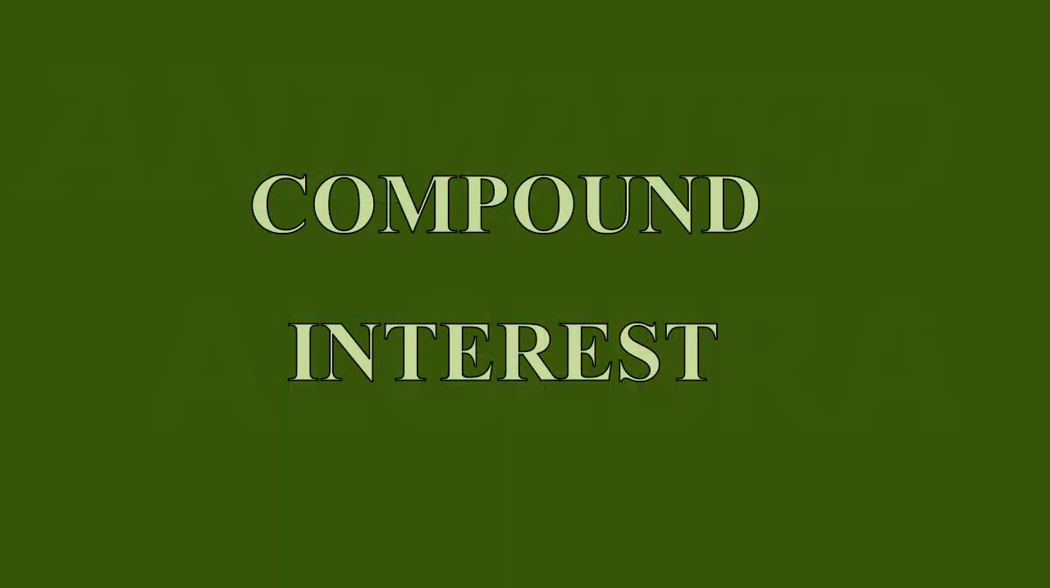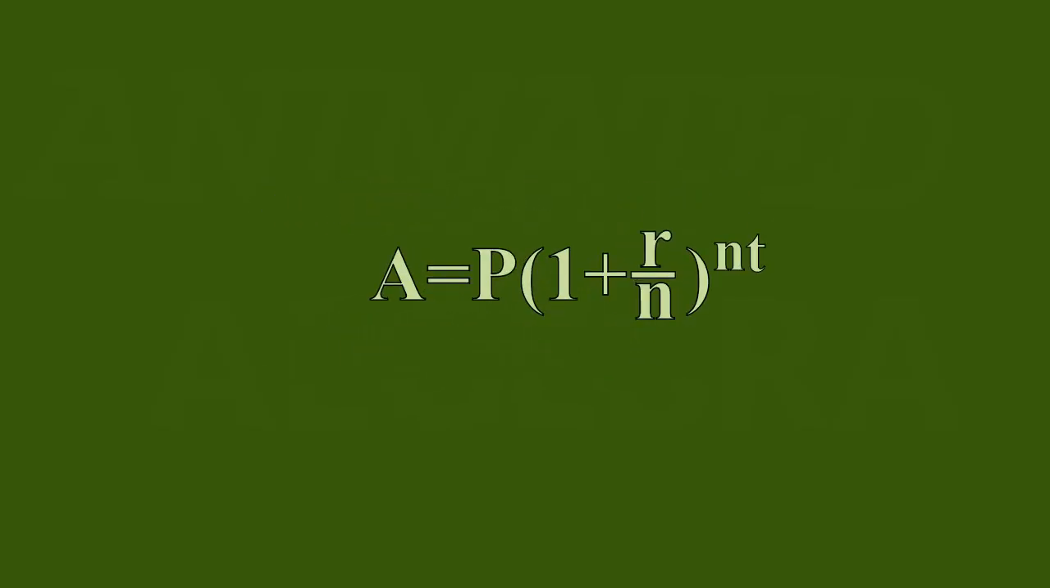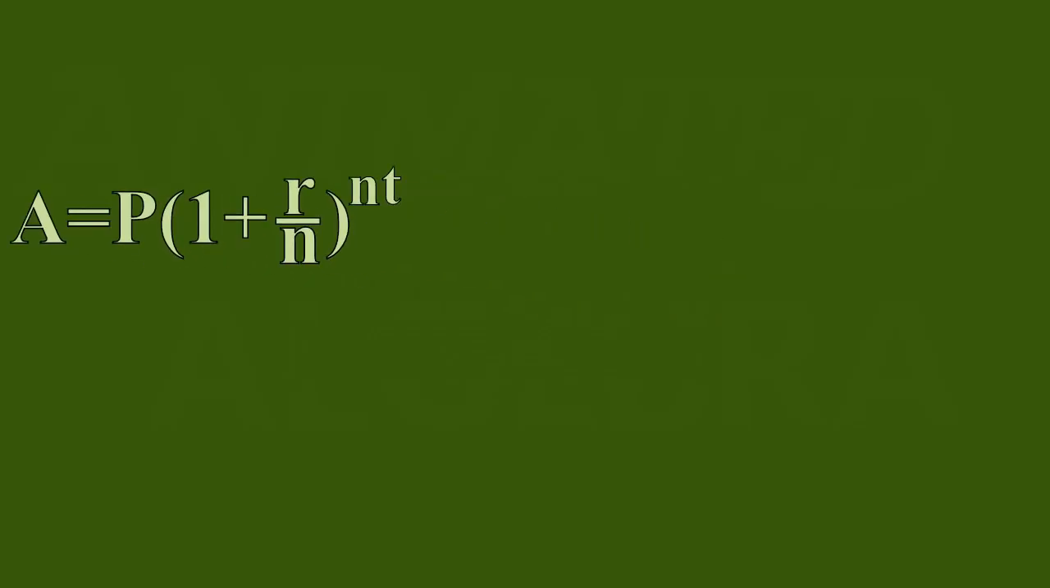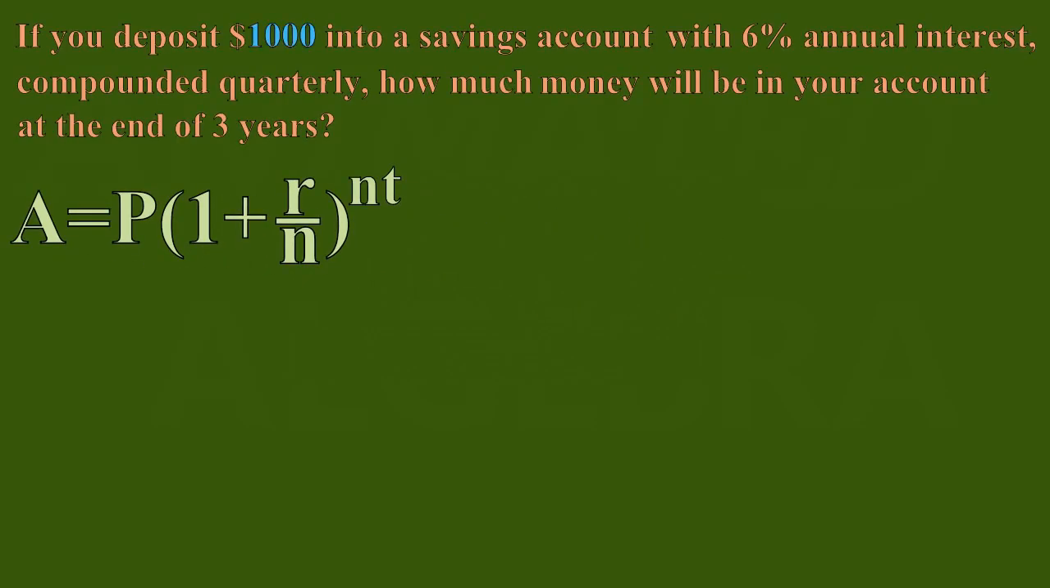If you've ever wondered how banks calculate interest, you're in the right spot. We're going to learn how to calculate compound interest using this formula. Now let's say you put $1,000 in the bank at 6% interest, compounded quarterly, for 3 years.